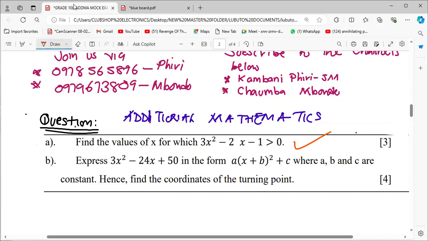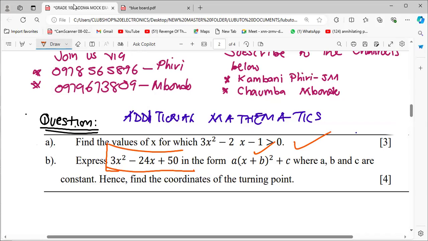Now, the next question also gives a headache, I don't know why. We are saying, let's express this quadratic expression in this form, and find the coordinates of the turning point.